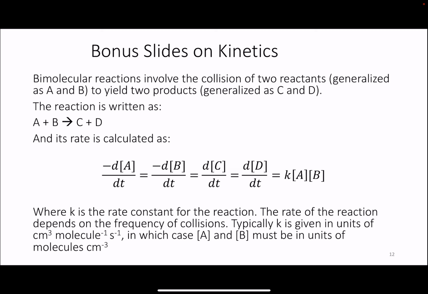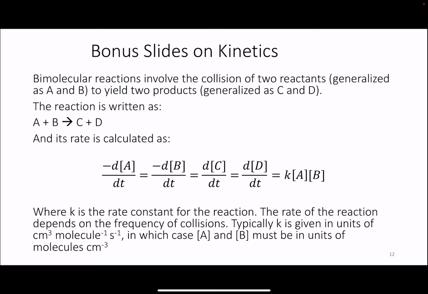Bimolecular reactions, like the ones we were just looking at for NO and ozone, require the two things to come together and smack into each other. So A plus B must come together and actually interact to form C and D. The rate of this reaction is essentially saying what's the loss of A as a function of time, which is equal to the loss of B as a function of time, which is equal to the production of C as a function of time.